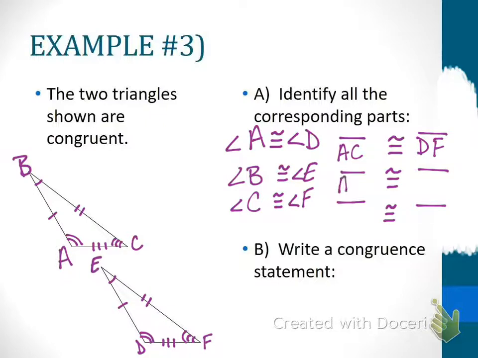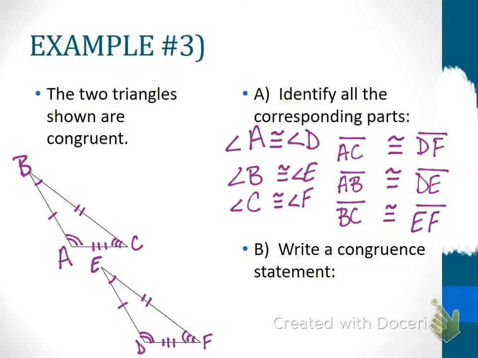Good. BA or AB and ED or DE. Remember, you can list them forwards or backwards. I don't really care. What about my last pair of congruent sides? BC and EF. Good. Questions, concerns about that?